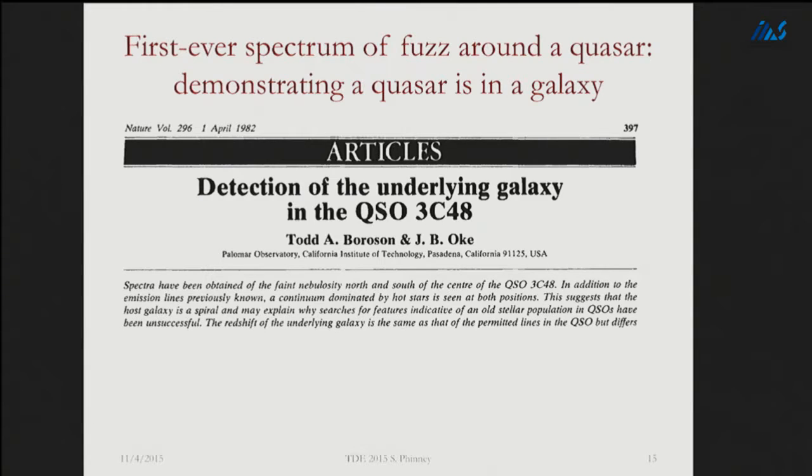So let me tell you a little about the history of E plus A galaxies. The first ever spectrum of the fuzz around a quasar was taken by Boroson and Oke in 1982. And they got a spectrum of the fuzz around the quasar 3C48. That's quasar number 2 in the history of quasars, remember. So this was the first time anybody got a spectrum of a fuzz. At that time in 1982, there were great arguments about whether quasars were actually in galaxies or whether it was gas disks or what the fuzz was.